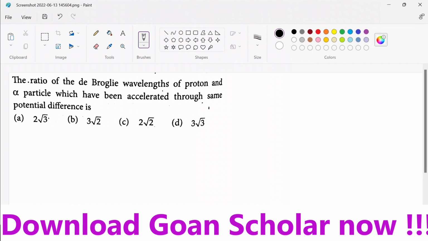First of all, what is our de Broglie wavelength? Our de Broglie wavelength lambda is equal to h by p. What is p? P is our momentum. Momentum they are not giving here, right? So first we will convert it into kinetic energy. What will be the formula? It will be root under 2 times m times kinetic energy.